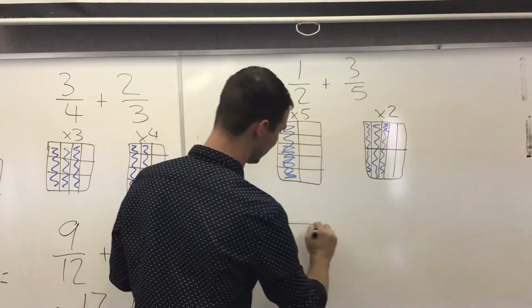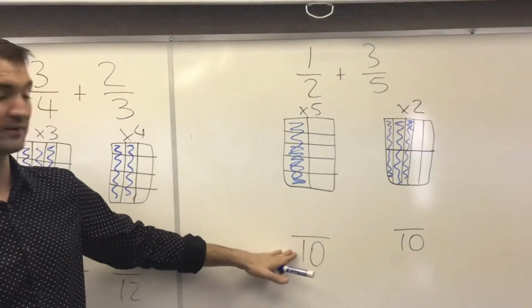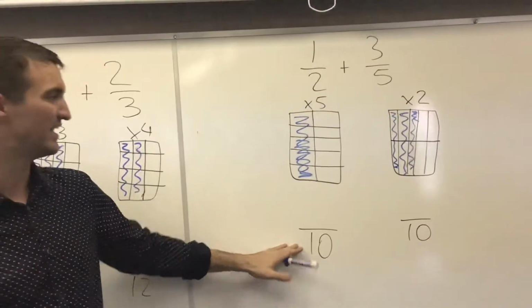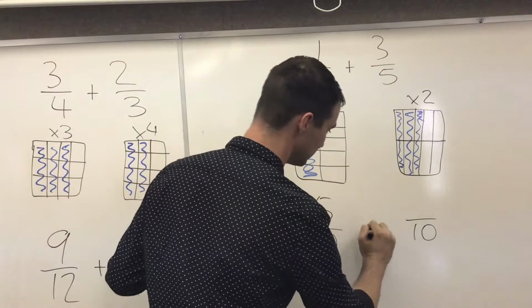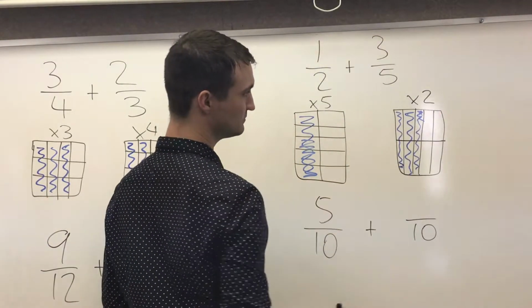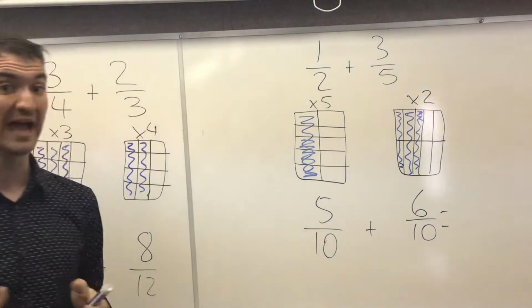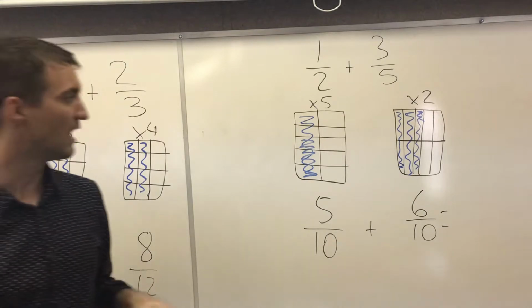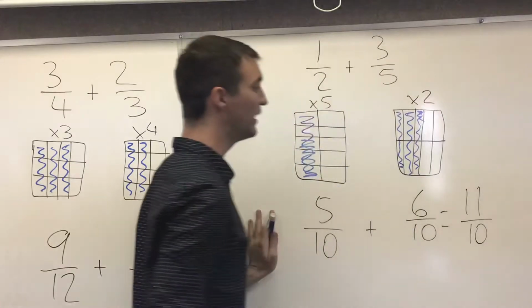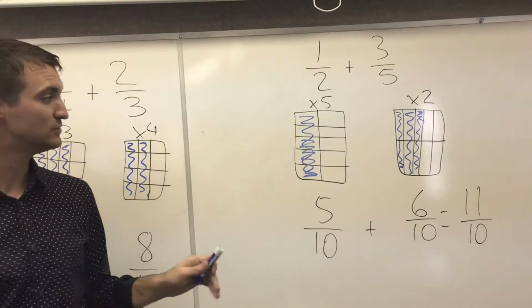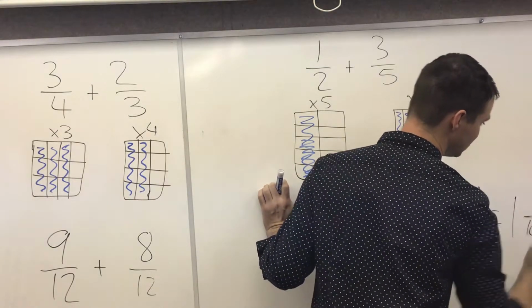Now, let's take a look at my new fractions. Since we had to multiply 5 and 2 to get our common denominator, we now have a common denominator of 10. Excellent. So I have 1, 2, 3, 4, 5 shaded in over here. And then how many do I have shaded over here? 6. Excellent. When I add that, I'm going to get 11 tenths. So when I divide it to get my mixed number, I'm going to get 1 and 1 tenth.